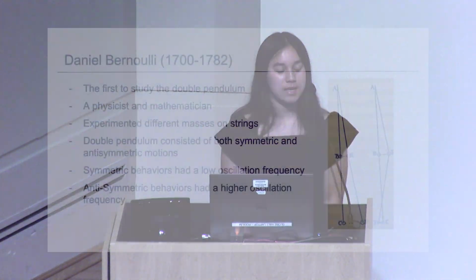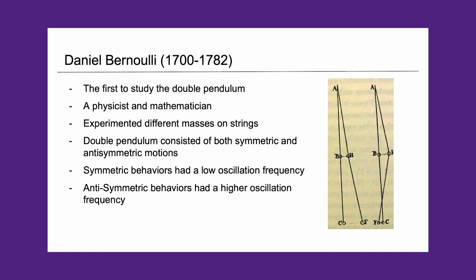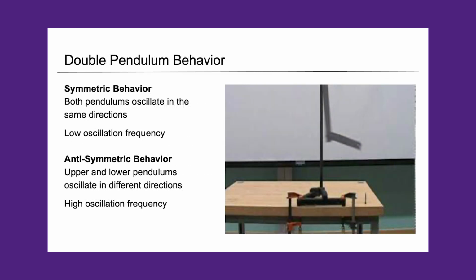So one of the first persons to study the double pendulum is Daniel Bernoulli. Now, he followed his family and became a physicist and a mathematician. What he did is study the double pendulum, and he noticed that it had two motions, symmetric motion and anti-symmetric motion. With symmetric motion, both pendulums would swing towards the same direction, and he noticed that it had a low oscillation frequency, while anti-symmetric behaviors swung in different directions but had a higher oscillation frequency.